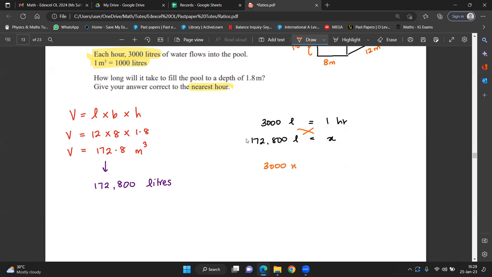3,000x equals 172,800. How do I find x now? Divide both sides by 3,000. Which is 58 hours. See if all of you got that. Don't just copy it, do it, okay?